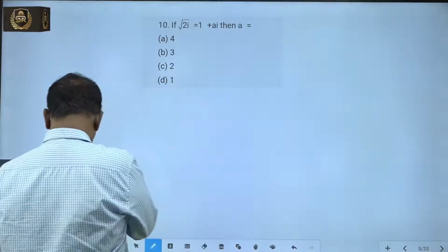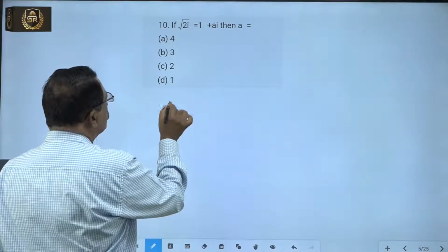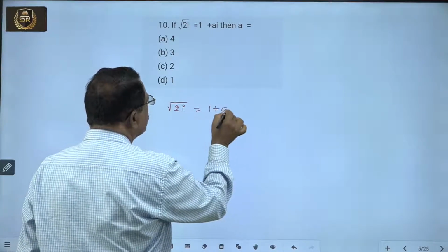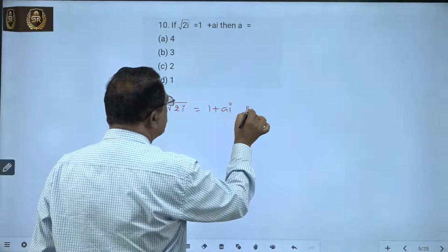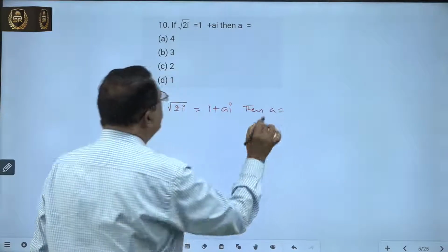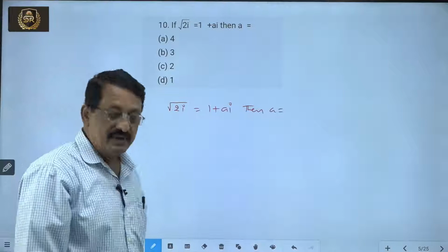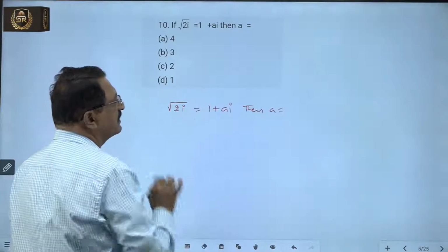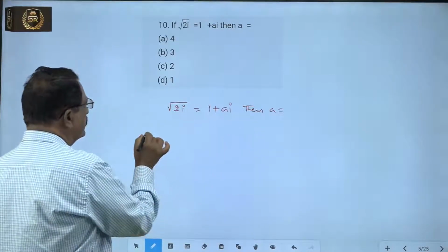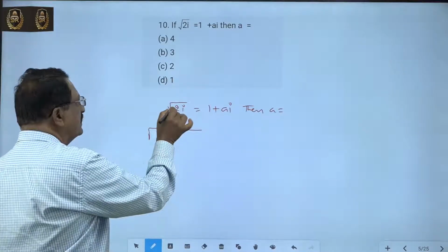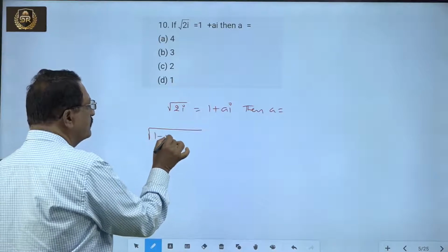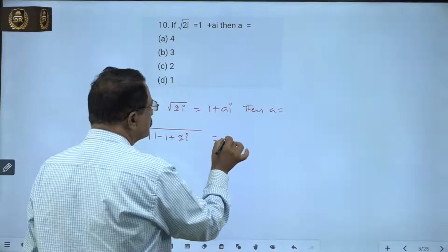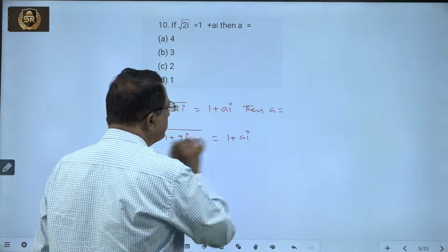Next. Root of 2i equals 1 plus ai, required the value of a. Now root of 2i equals 1 plus ai, given, required a value. Now root of 2i can be written as, here 1 minus 1 plus 2i, adding and subtracting 1, that equals 1 plus ai.